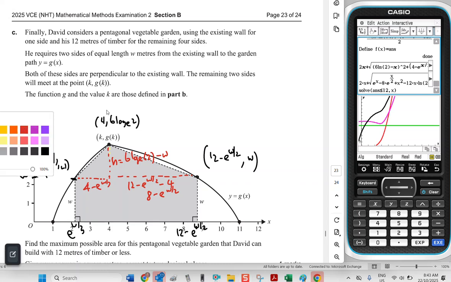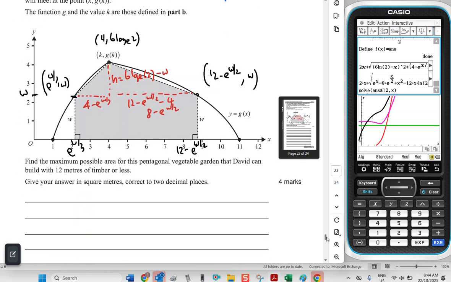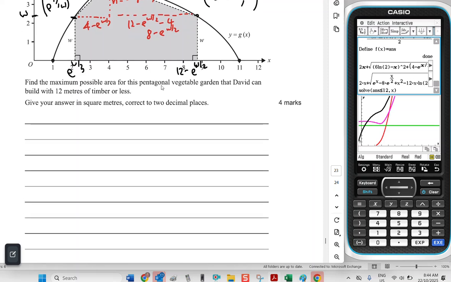Okay, so in this question, we're now going to have a pentagonal area and we wish to maximize that area when the sides that you build are less than 12. So I've got to find the maximum area possible when you only have 12 meters or less of timber.